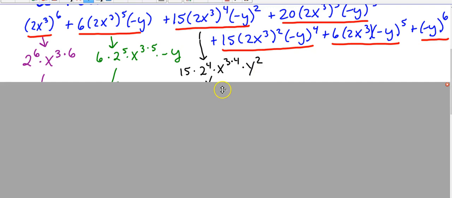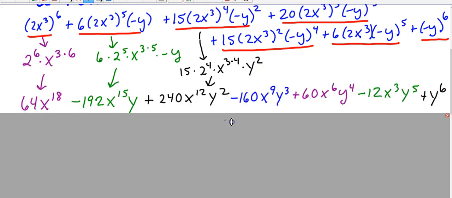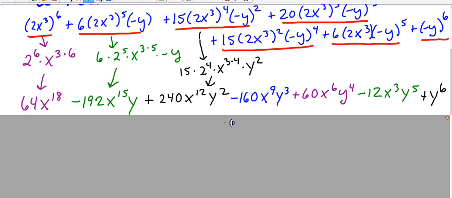Okay, then I'm going to go down here. Now, I didn't write out all of the terms in this middle part like I did the first 3. So you can see 2 to the 6th is 64, x to the 18th. There's my first term. Notice the lovely colors. I really liked that I would use different colors for them. I thought that was a good touch. I hope you like it.